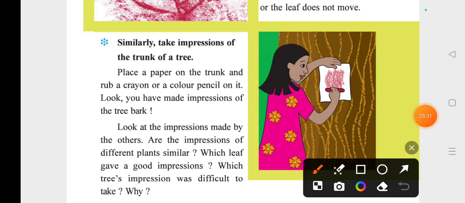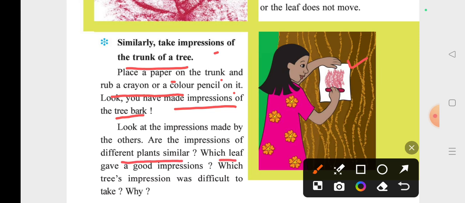Similarly, take the impression of the trunk of a tree. Place a paper on the trunk and rub a crayon or a pencil color on it. Look, you have made impressions of the tree bark. Okay, you will get such type of impression. Look at the impressions made by the others. Are the impressions of different plants similar? Which leaf gave a good impression? Which tree's impression was difficult to take, and why?